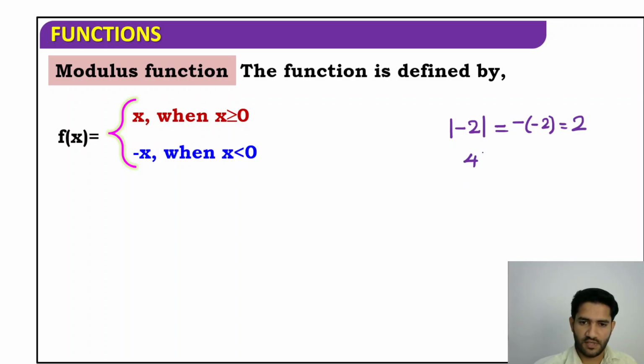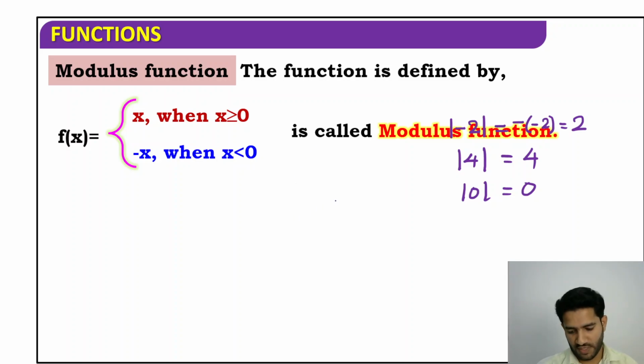And another example: the modulus of positive 4 is positive, so just write the same number, 4. That's why we explain the modulus function as x when x is positive or 0. The modulus of 0 is 0. Okay, so this is the definition of the modulus function.